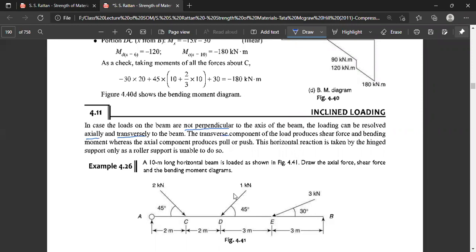This load across the axis, the transverse component, produces shear force, a force vertical to the longitudinal axis of the beam, and bending moment, whereas the axial component produces a push or pull. This horizontal reaction is taken by the hinge support only, as roller supports are unable to do so. This we have to take by means of a hinge support at one end like this here, while the roller support cannot keep the beam in a steady position.